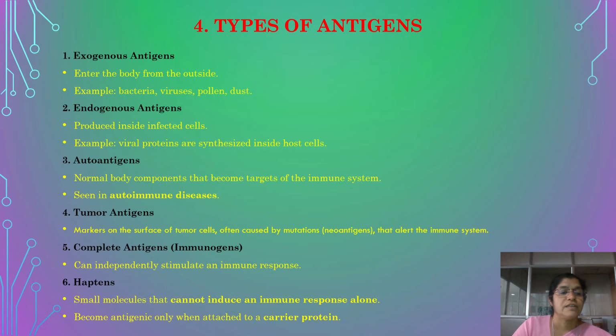Types of antigens. The different types of antigens are, first, exogenous antigens. They enter the body from outside. Example: bacteria, viruses, pollen, dust. Secondly, endogenous antigens. They are produced inside the infected cells. Example: viral proteins synthesized inside the host cells. Thirdly, autoantigens, normal body components that become targets of the immune system, seen in autoimmune diseases. Fourthly, tumor antigens, markers on the surface of tumor cells often caused by mutations that alert the immune system.